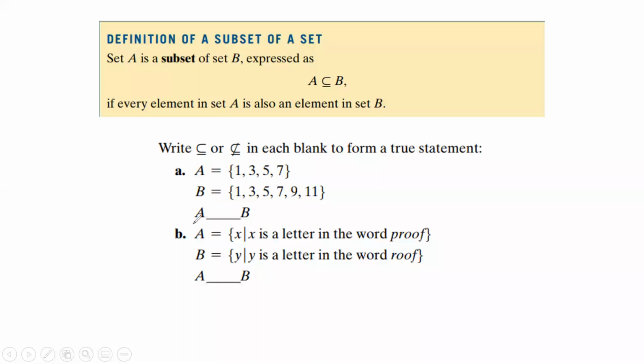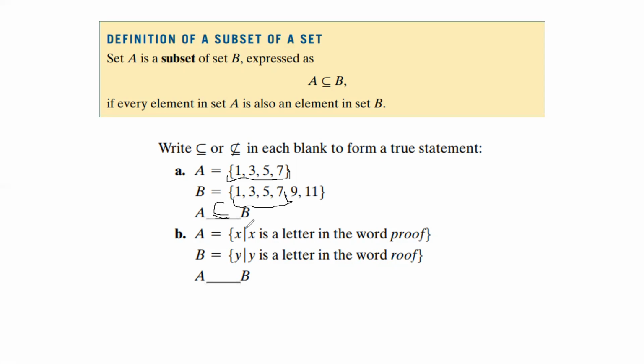And so here we have A has 1, 3, 5, 7. B has 1, 3, 5, 7, 9, and 11. And so we notice that all of the elements of A are contained in B. Yes, B has more elements, so they're not equal, but A is a subset of B. And so that's the idea of a subset. Can I fit every single element of one set into the other set? There might be other stuff left over, but I have to account for every single element. And so in these two cases, A is a subset of B.